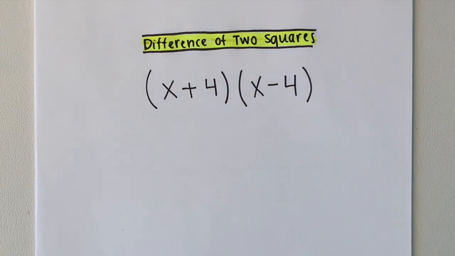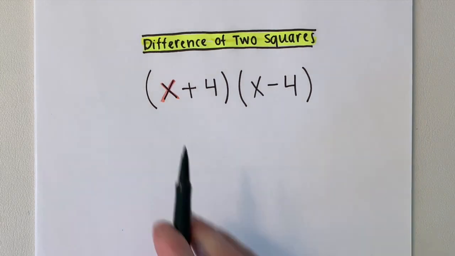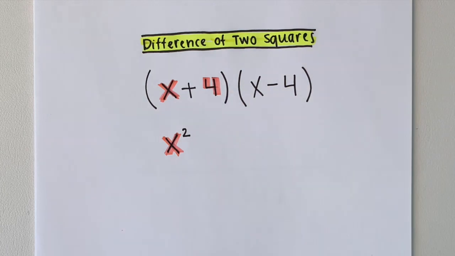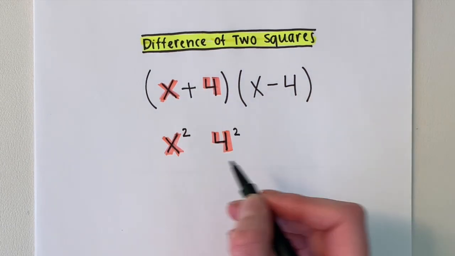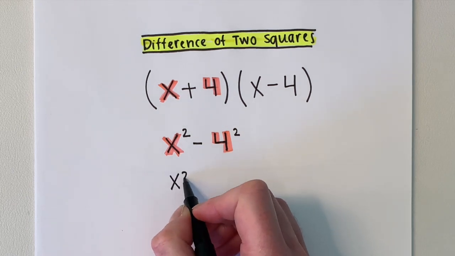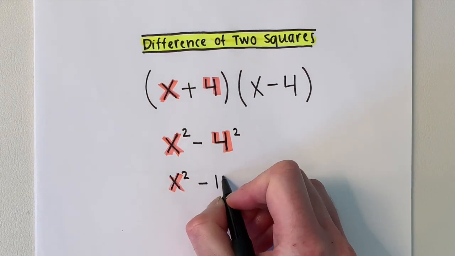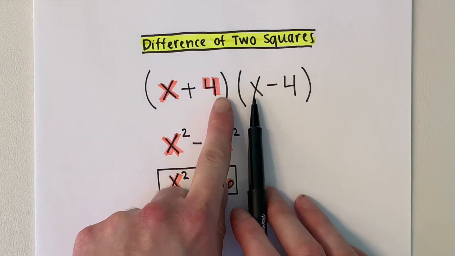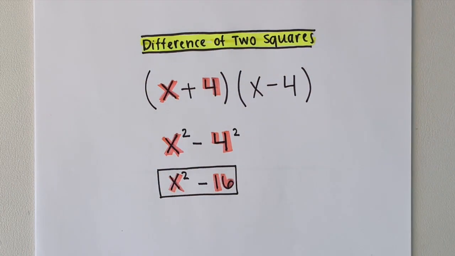And the difference of two squares formula says take this first term and square it, and then take this second term and square it, and put a minus sign in the middle. And this will simplify to x squared minus 16. Now, we could have also FOILed this out and we'd end up with this exact same answer in the end. So remember, anytime you're multiplying conjugates, you can FOIL or you can use the difference of two squares formula.